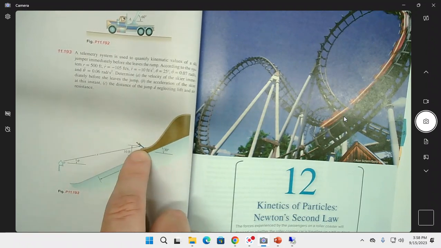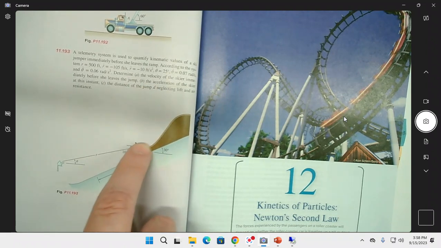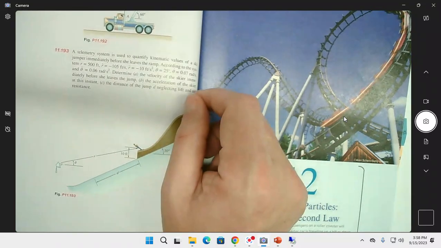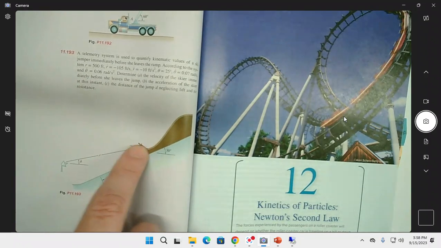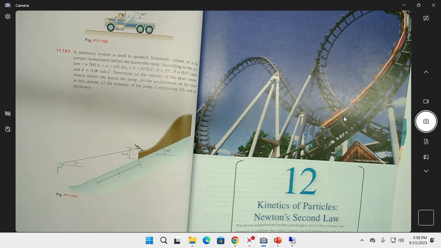You get the acceleration or whatever of... What's the acceleration? That's interesting. You get the velocity or acceleration of this ski jumper, and then you need to find out what distance it goes. So you do a projectile motion of the ski jumper.